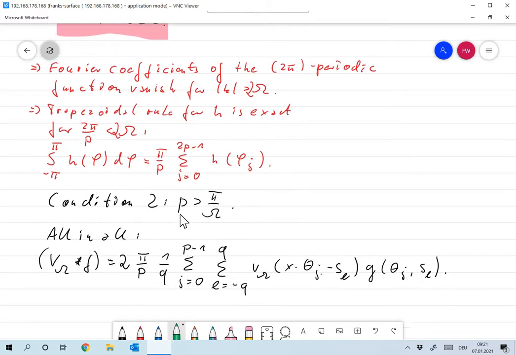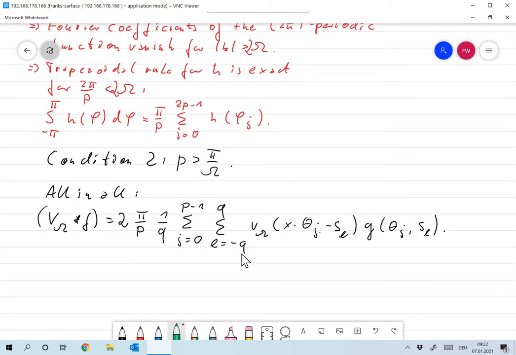And now we have condition 2. The number of directions in which we need to measure the Radon transform has to satisfy this condition over here. So p must be larger than pi over omega. Okay, so now we have a condition on the number of sensors, and we have a condition on the number of directions, and that gives us a very concrete idea of how we have to build our computerized tomograph.